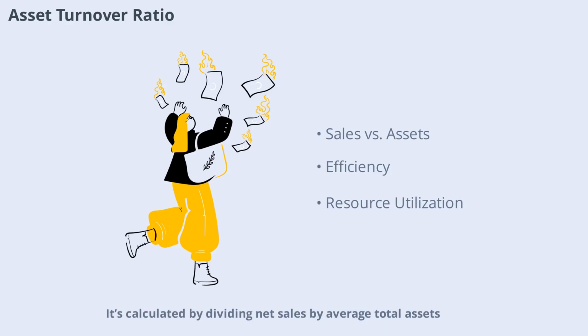Asset turnover ratio measures how efficiently a company uses its assets to generate sales. It's calculated by dividing net sales by average total assets. A higher ratio means the company is making good use of its assets. This ratio is especially important for companies with large investments in equipment or property. It helps you see if the business is getting enough sales from its resources.